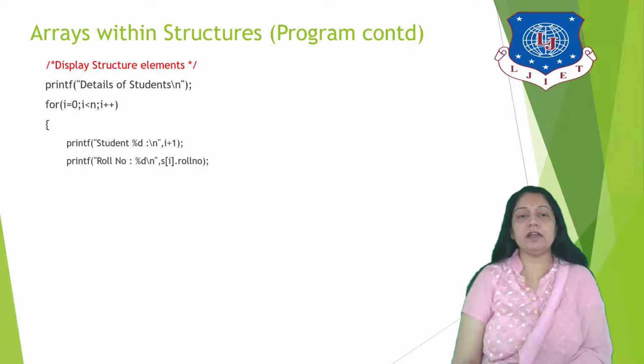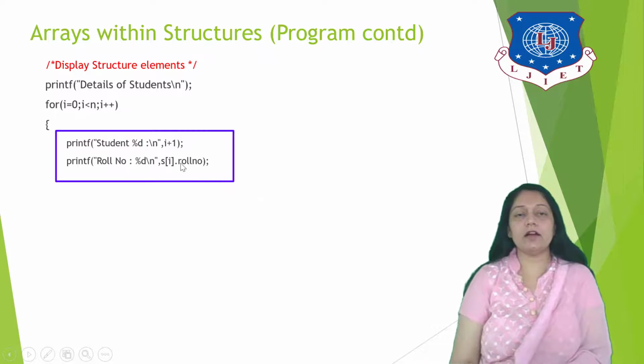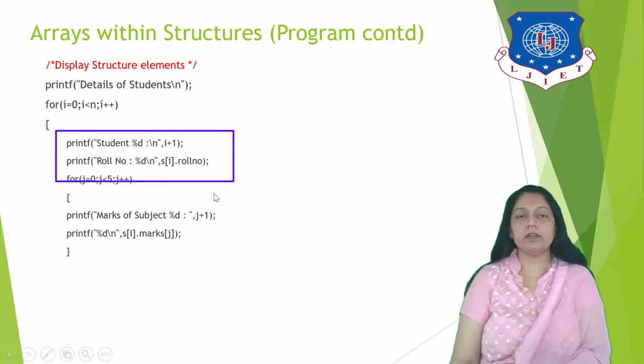So for displaying, again we'll be taking two for loops. One would be for the number of students, that is the structure variable, and another would be for marks. So for i equal to 0, i less than n, i plus plus, printf student %d, that is for student number 1, 2, 3, it would be displayed. So i plus 1 is my index. When i is 0, it would be displayed as 1. That is my student 1. Then printf roll number. For accessing roll number, s of i dot roll number.